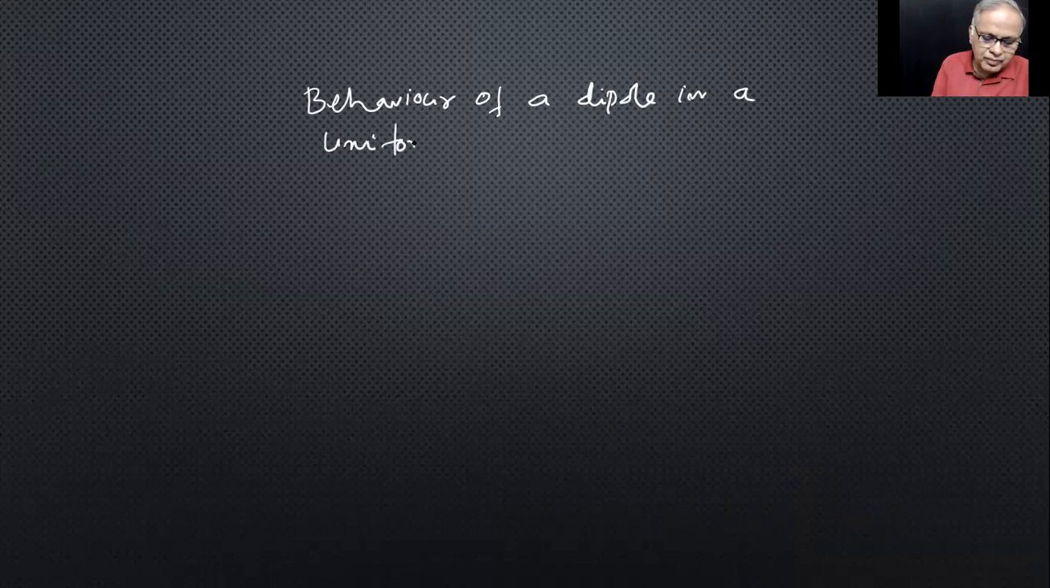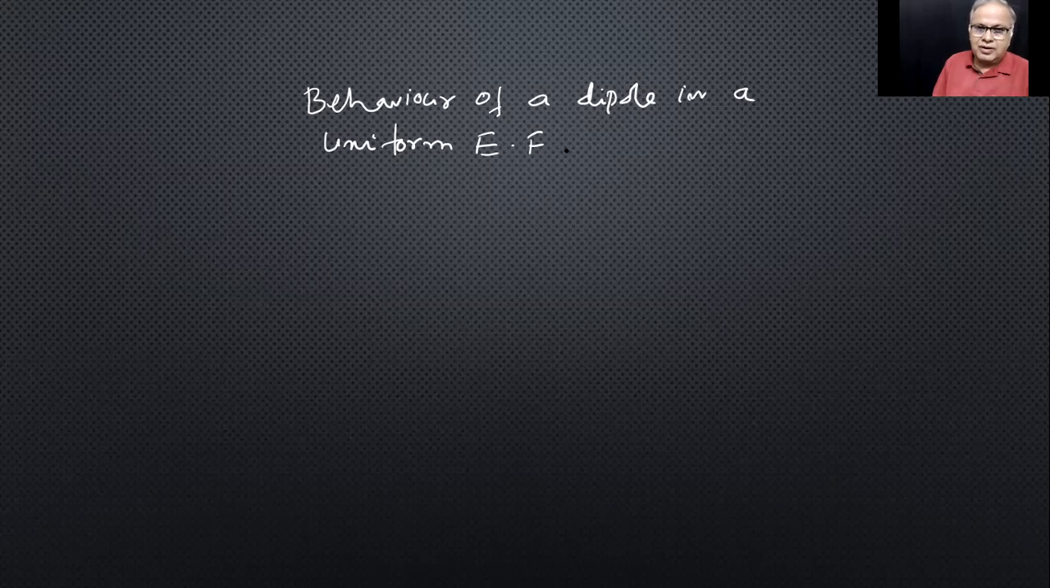Now, in that connection, we write the behavior of an electric dipole in a uniform electric field. When we do this, we come to define the electric dipole moment. What is this heading? Behavior of a dipole, an electric dipole, in a uniform electric field.